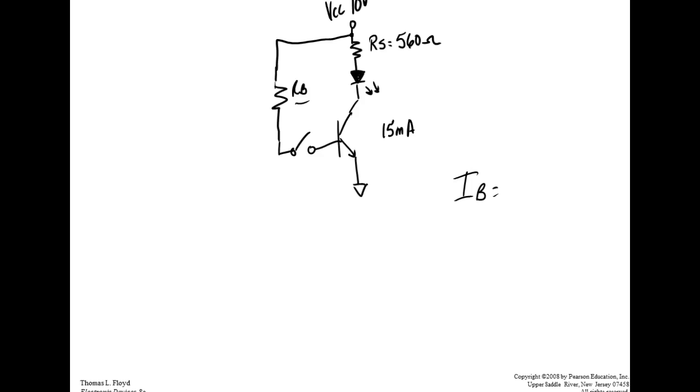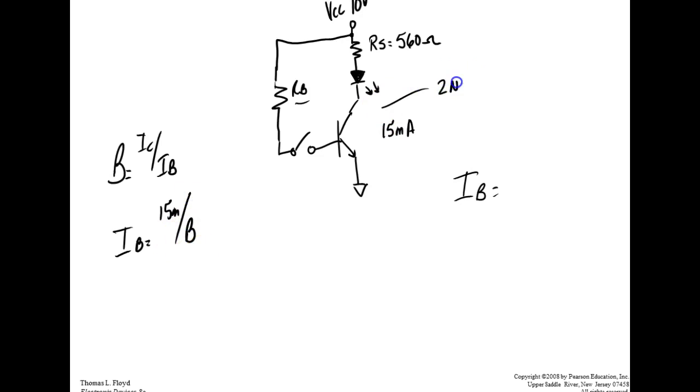Somebody give me some ideas. It's on your formula sheet, if you look at transistor switches. So we got this thing that says beta is equal to IC over IB. If I know the beta of the transistor, I can calculate what IB would be required. So IB would be equal to IC, which is 15 milli, divided by beta.